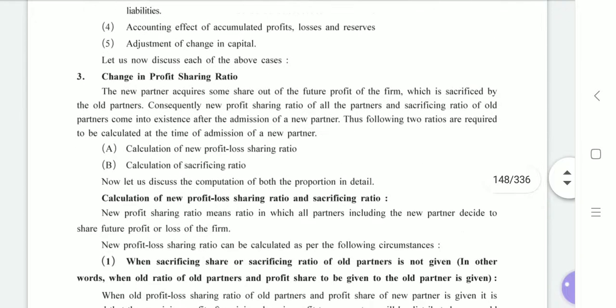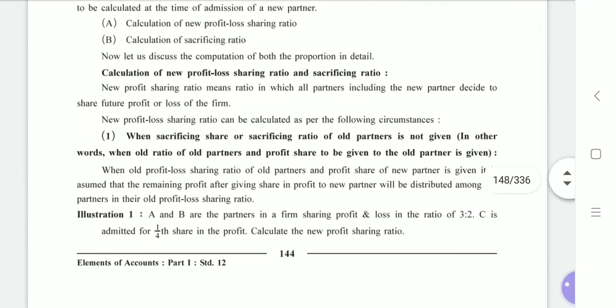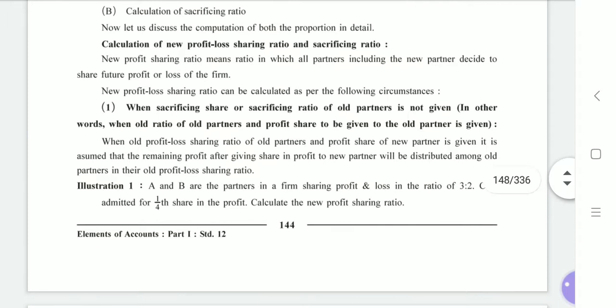Further, whenever a new partner is admitted in the partnership firm, the share of the old partners reduces. So this is linked with chapter 4 regarding sacrificing ratio. We have learned sacrificing ratio equals old share minus new share. Now, this is a very common thing.